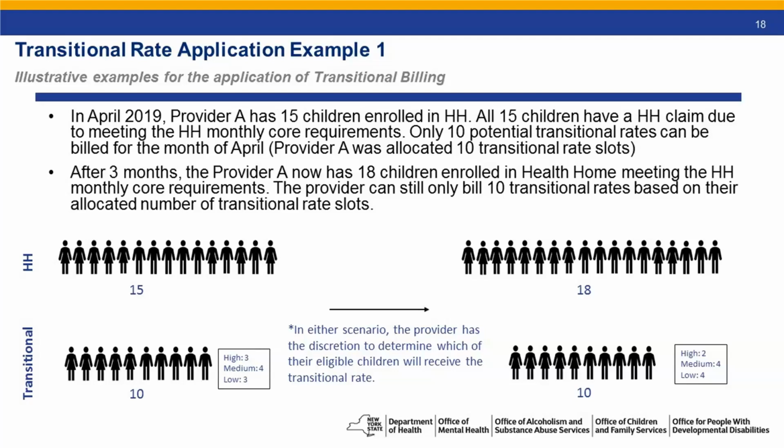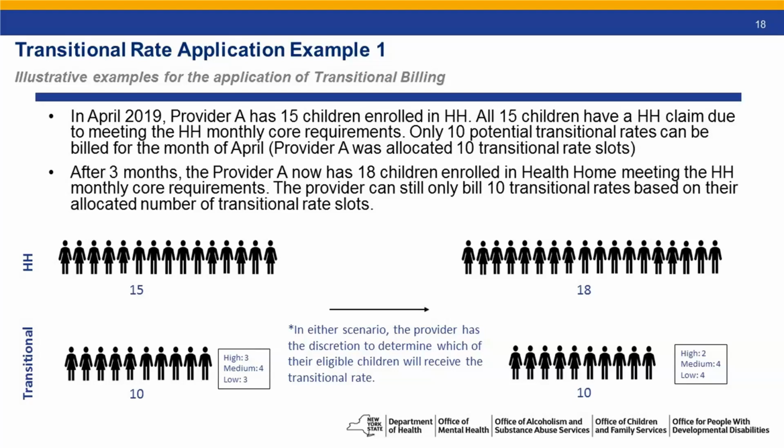They can be any mix, 3 high, 4 medium, 3 low in my scenario. In either scenario, the provider has the discretion to choose which of their children they prefer to bill the transition for. But again, they have to match. In the second bullet, the example is now I have 18 children. There's my 18 children up at the top, and they bill all 18 of them to health home, but only 10 of them can be billed to transition. So they bill all 10.